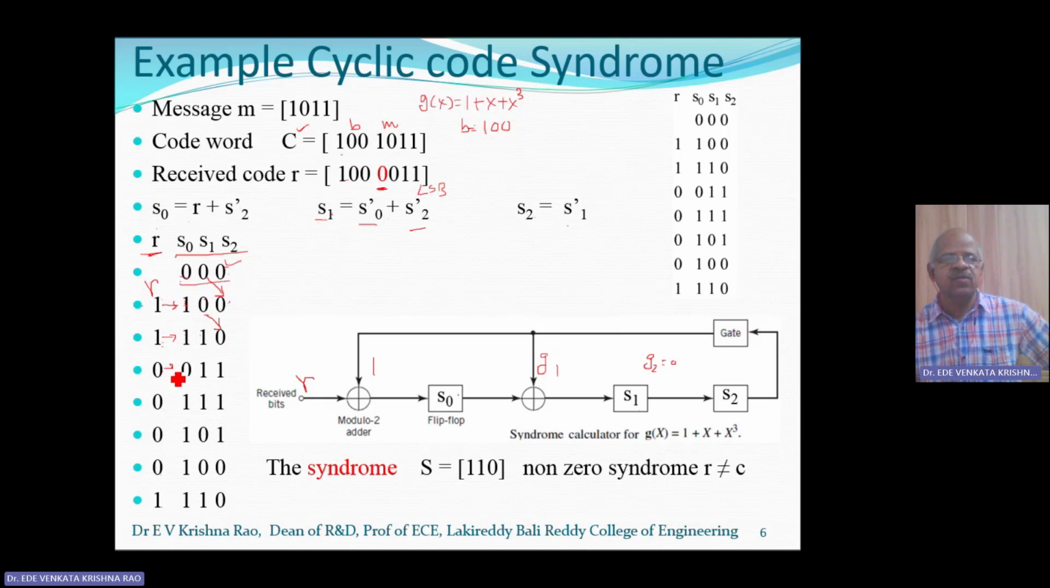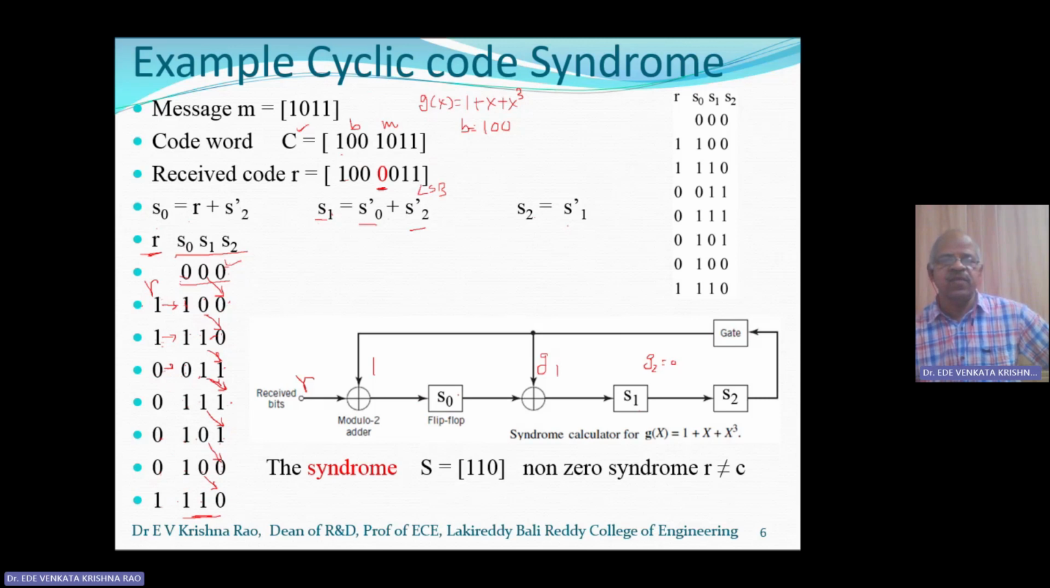Next 0. So this one 0 plus 0, 0. 1 plus 0 is 1. This 1 is shifted here. Next 0 plus 1, 1. This 1 is shifted here. So this 0 plus 1, 1. This 1 plus 1, 0. This 1 is shifted here. This 0 plus 1, 1. 1 plus 1, 0. This 0 is shifted here. Last bit 1, 1 plus 0, 1. This 0 is shifted here.